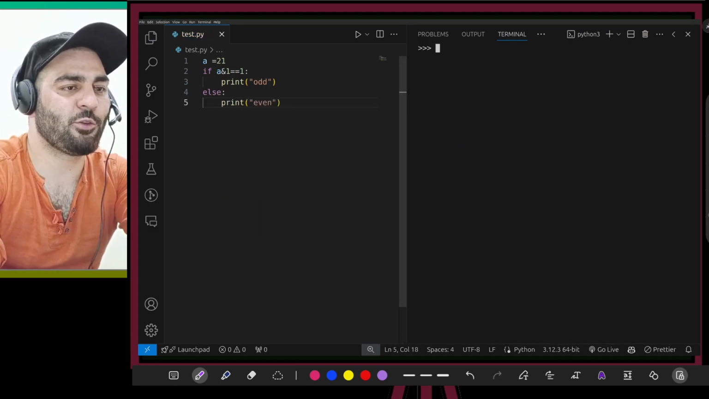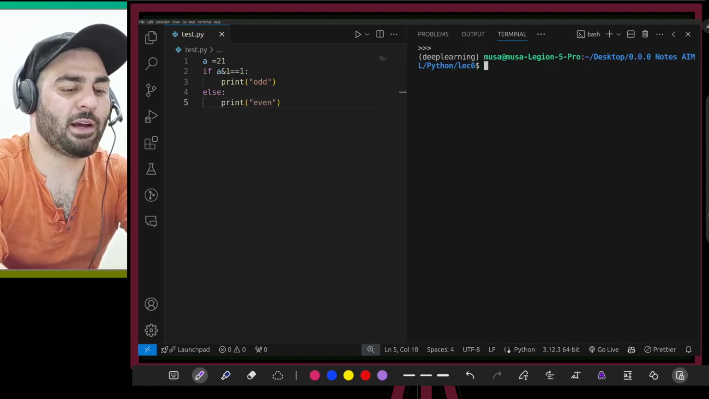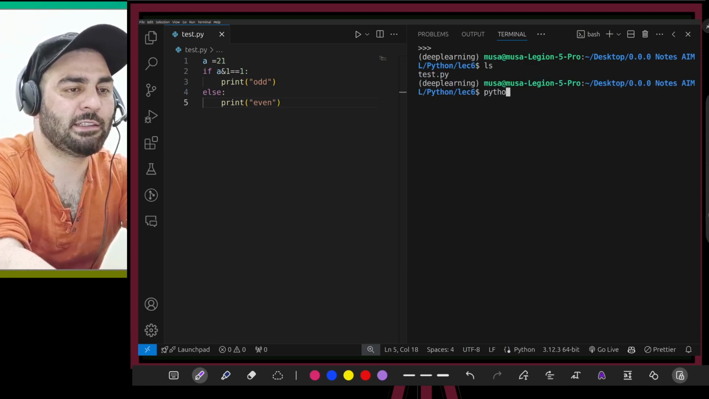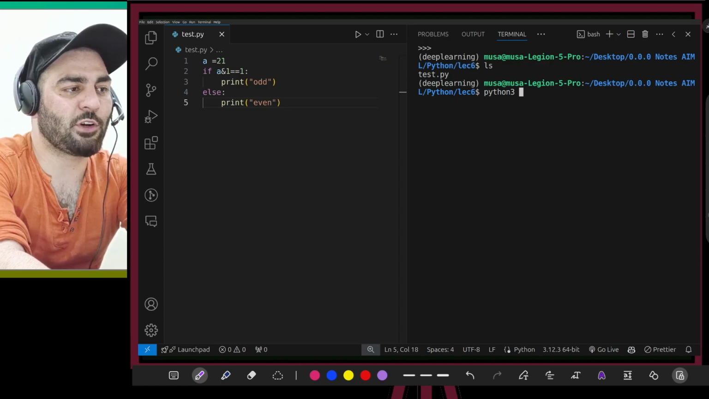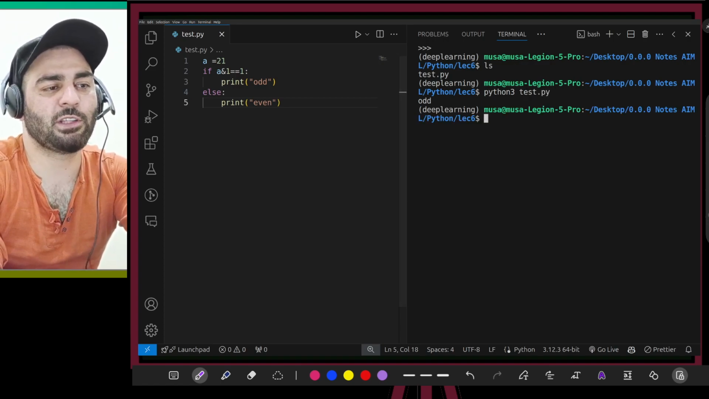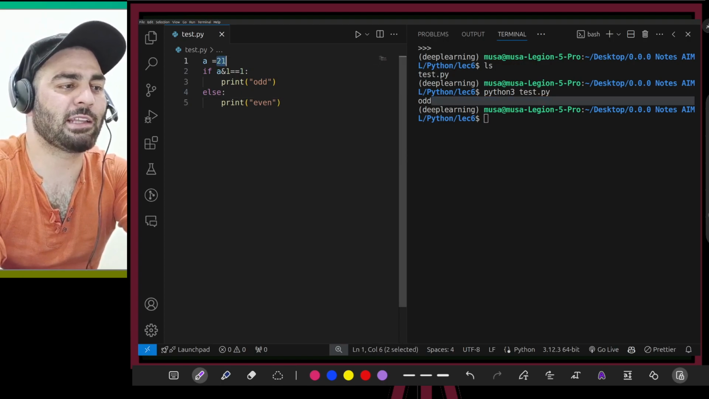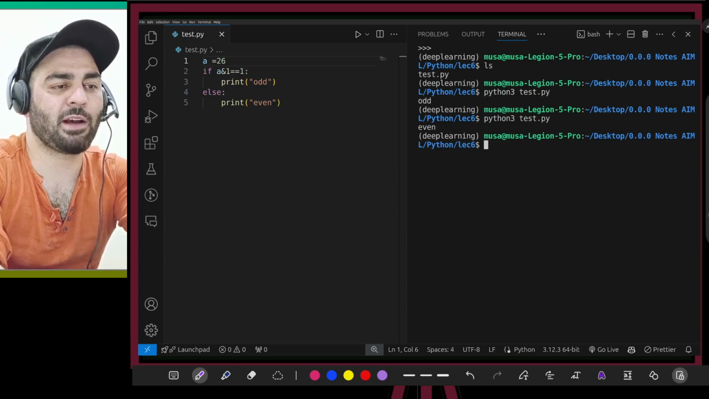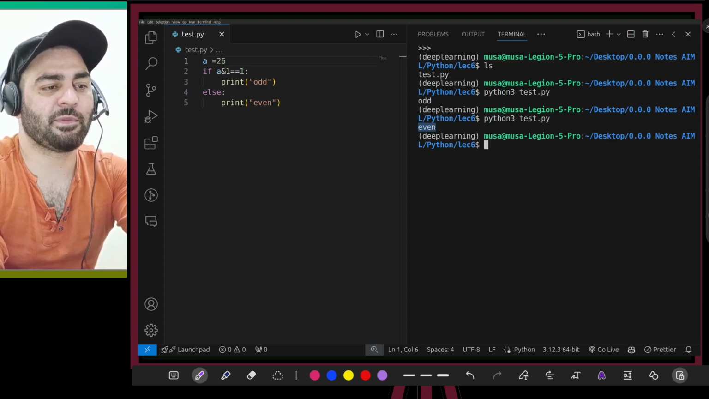If I save this code and go back, ls, we have test.py. So python3 test.py. Here you saw that 21 is odd. Now if I write 26, save the program and go back, this is an even number.